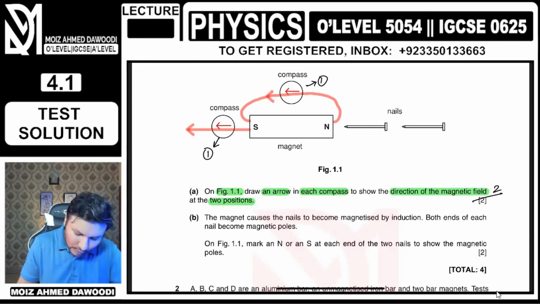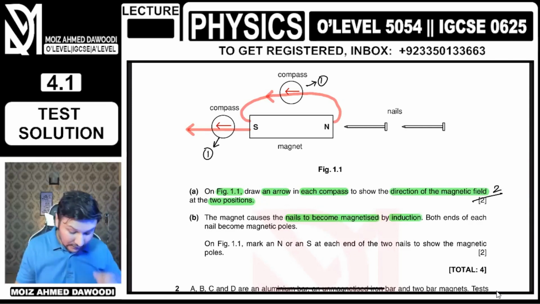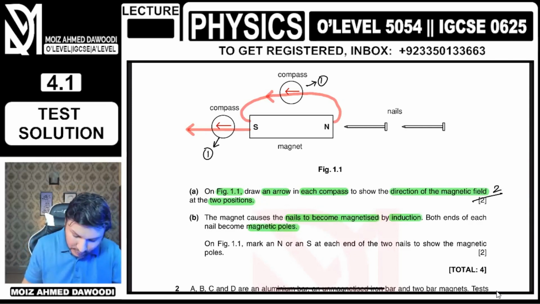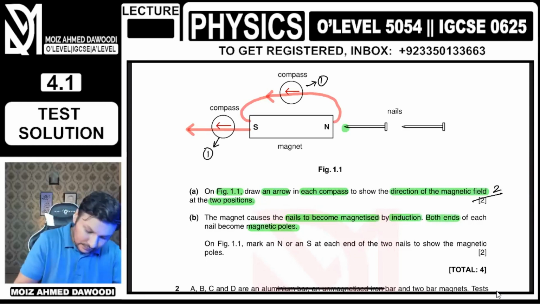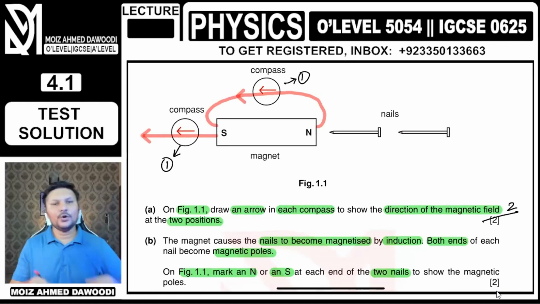Now, the magnet causes the nail to become magnetized by induction without making physical contact. Both ends of each of the nails become magnetic poles. On figure 1.1, mark a north or a south pole on each of the two nails. Okay, we need to draw at least one north or south, or you can draw both.